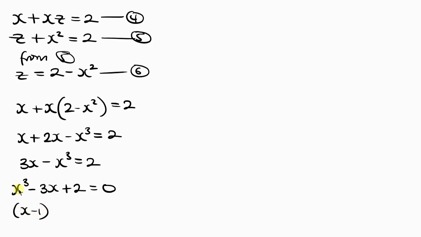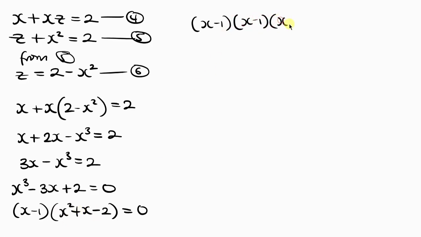And dividing x cubed minus 3x plus 2 by x minus 1, I'll be having x squared plus x minus 2 equal to 0. And this can further be factorized. Since I have a quadratic equation here, it is factorized into x minus 1 times x plus 2 equal to 0. So you notice that I have the same expression here. So x minus 1 times x minus 1 is x minus 1 squared.